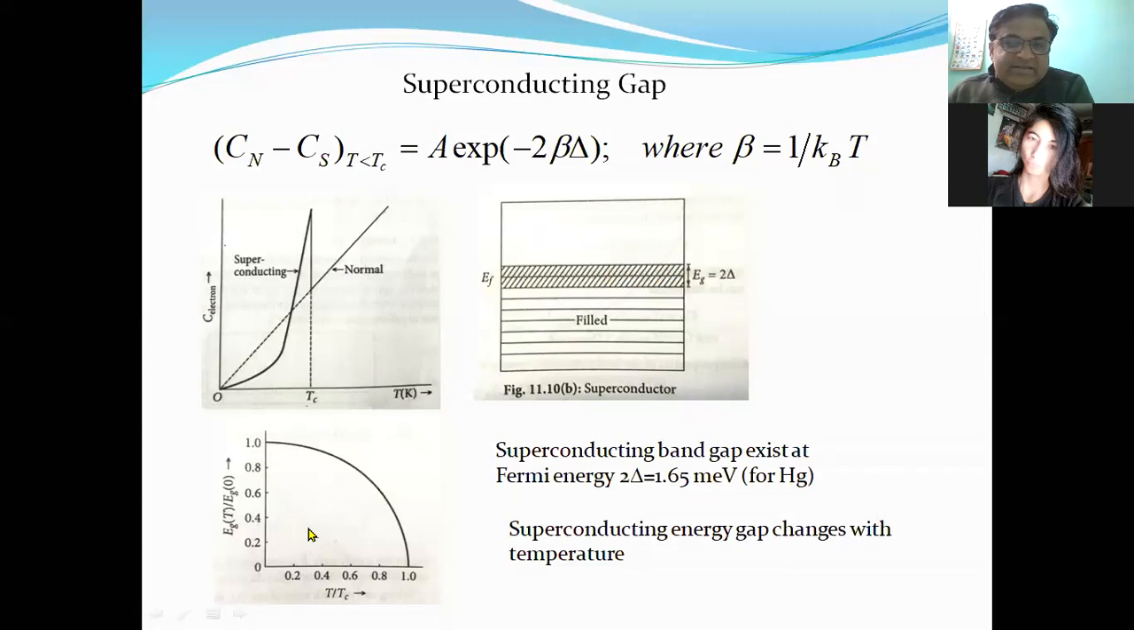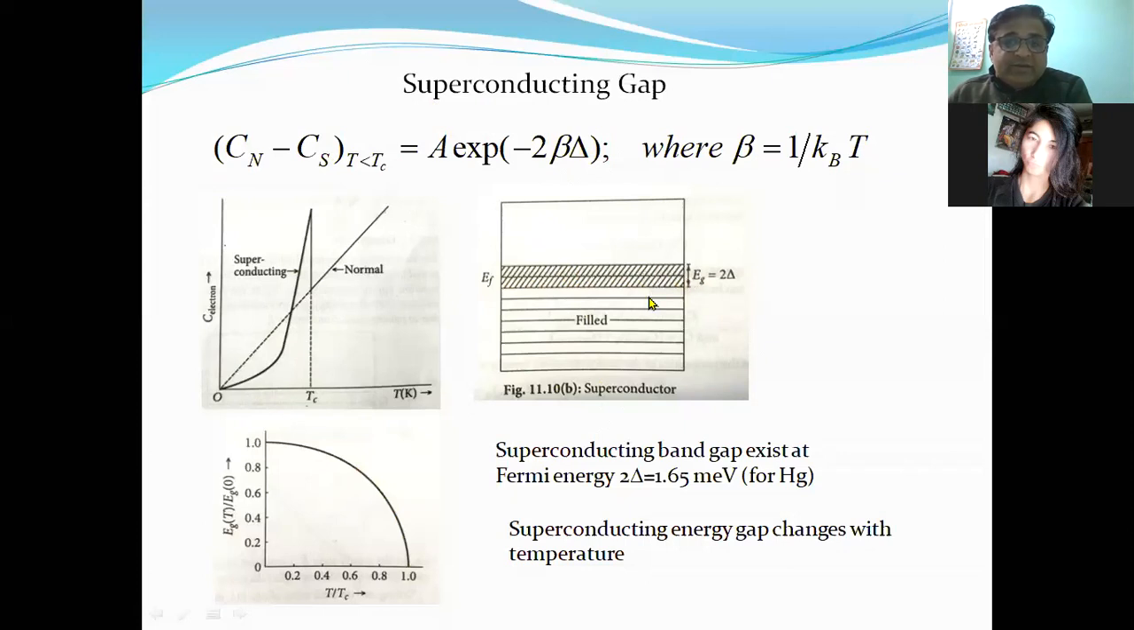And this gap is seen to change with the temperature. That's what this lower curve is telling. When you are near absolute zero, this gap is maximum. When you increase the temperature, this gap is reducing. And at the transition temperature, this gap is also zero. So the superconducting gap disappears. So this mathematical fit, this exponential change, tells us that there should be some superconducting gap at the Fermi energy, and only then can this kind of equation fit.